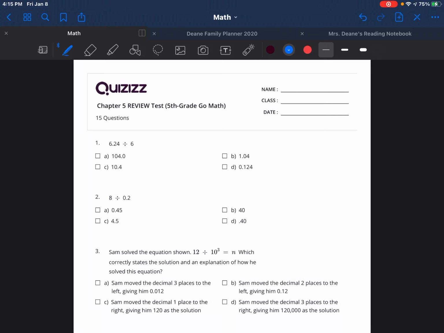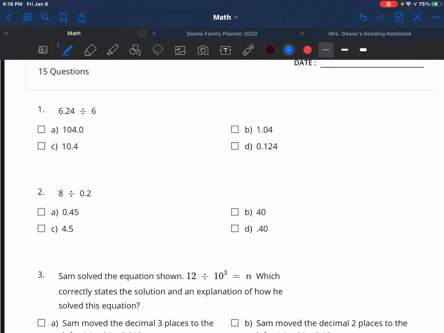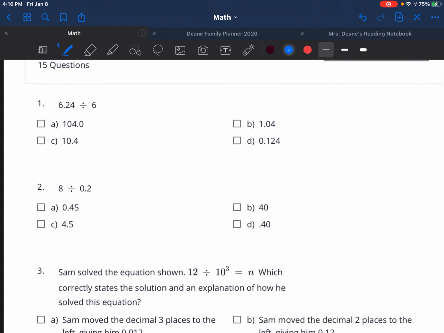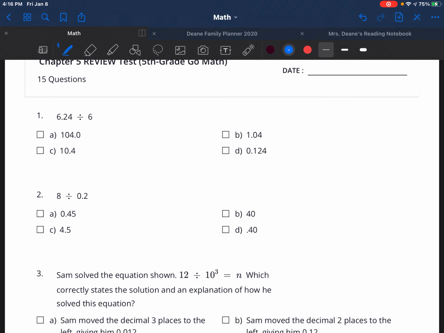Hi guys, today we are going to be reviewing for the Chapter 5 test. This time, instead of using the one in the book, I used some of the problems from the book, but I kind of made up my own test for this one. So it's going to be on quizzes to practice as well as quizzes for the actual test so that we're getting more practice with this platform. There are only 15 questions, so let's get to it.